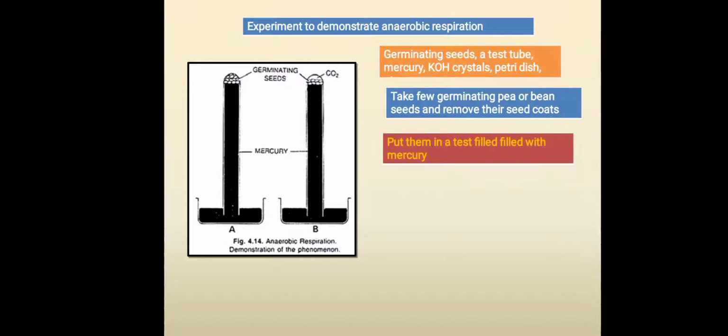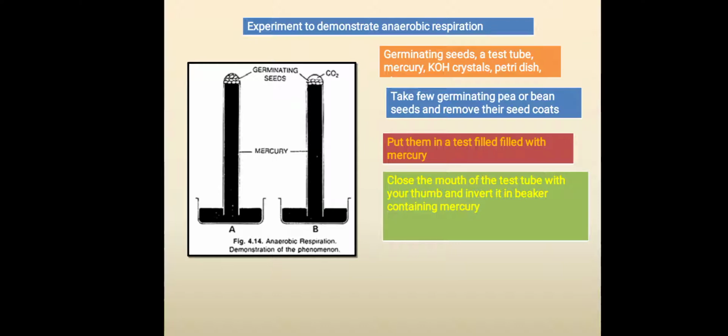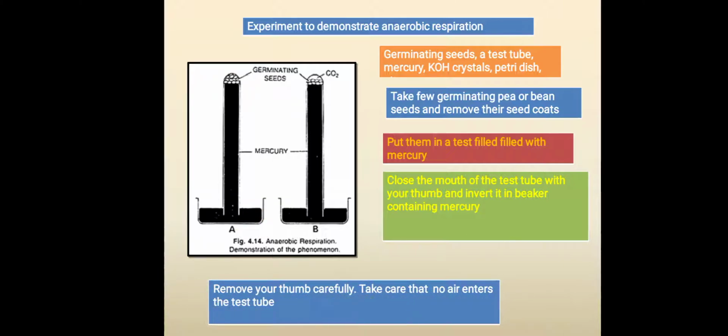Put them in a test tube filled with mercury. Close the mouth of the test tube with your thumb and invert it in a beaker containing mercury. Remove your thumb carefully and take care that no air enters the test tube.